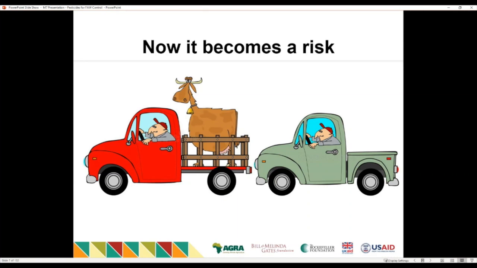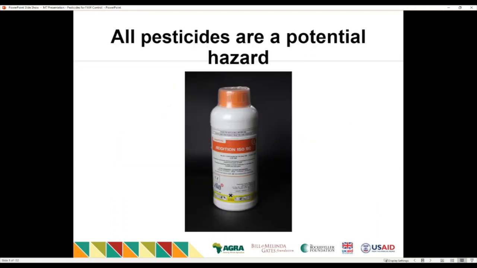And by using these kinds of examples, one can lead trainees and farmers to a realization that although a pesticide is inherently a hazard, things that the actual farmer or applicator does can lead to increased risk when using the product. So in some of the slides you'll see further along today, we use this pesticide, Edition 150 SC, as an example when discussing pesticides for fall armyworm control.